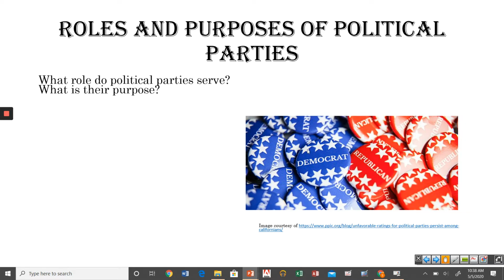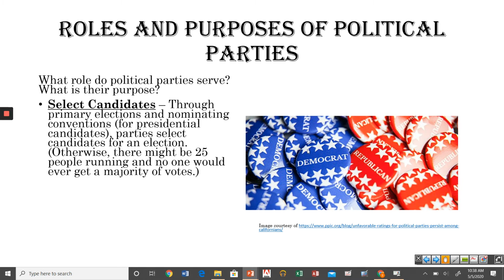All right, so why do we have political parties? Well, what's their purpose? Washington said they're a bad idea, but we've pretty much had them nonstop since he left office. Well, why? There must be something to them if we continue to use them for now 230 years.